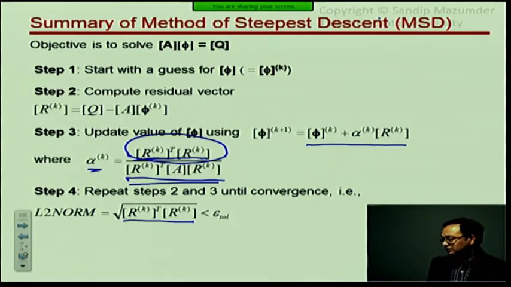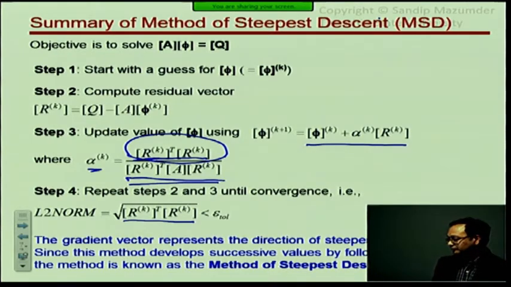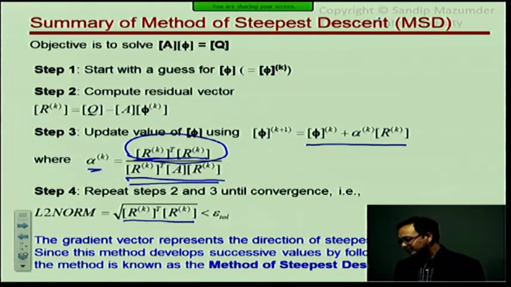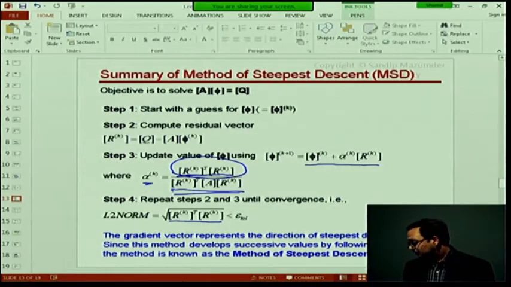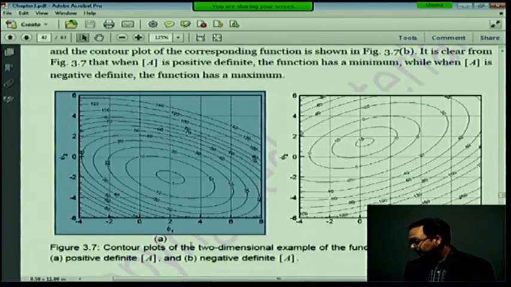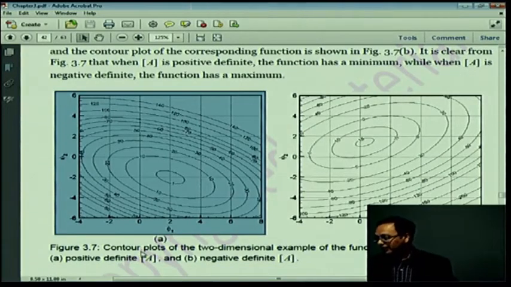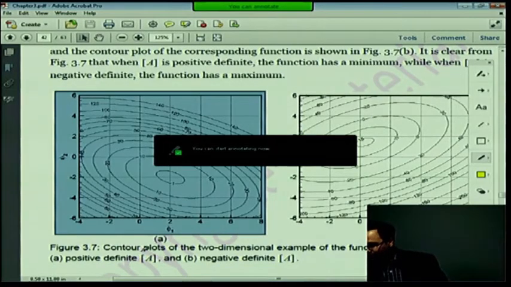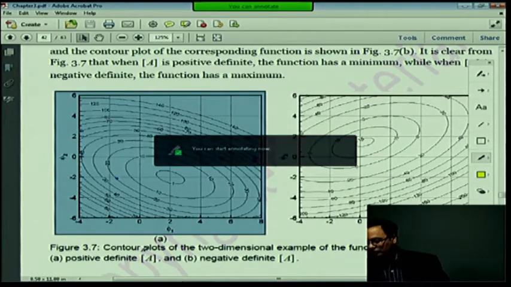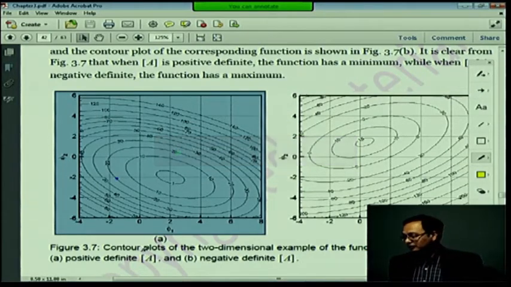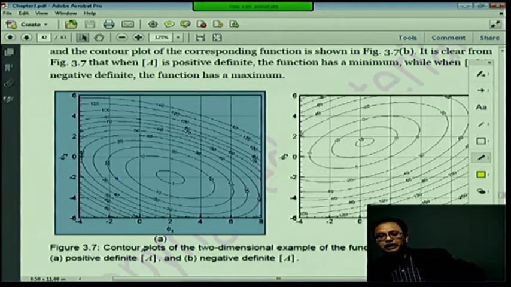So the gradient vector represents the direction of steepest descent locally, and that's why this method is known as the method of steepest descent. What I mean by that is, let me just pop up that image here. If you take any point on this isocontour, the fastest way to get to the next isocontour is to follow this perpendicular vector, the gradient vector.